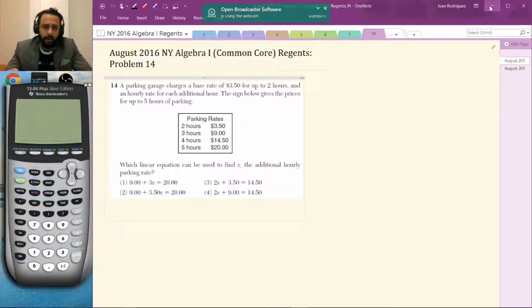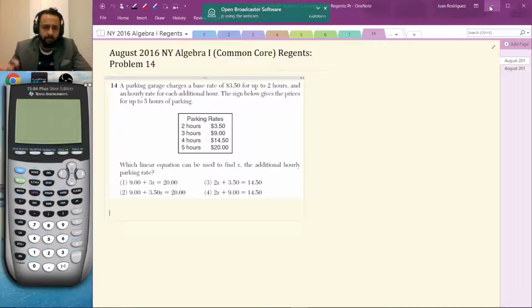Here's the problem. A parking garage charges a base rate of $3.50 for up to 2 hours and an hourly rate for each additional hour. So the sign below gives the prices for up to 5 hours of parking. When I read these problems, I always look at the data. Just take a quick glance at it. Don't process it much more than that.